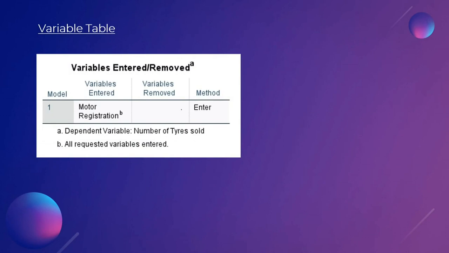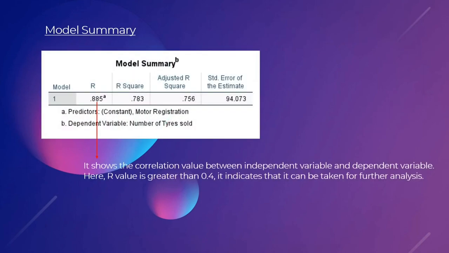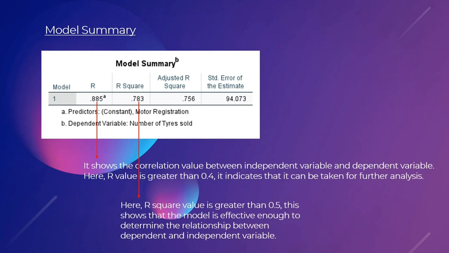The first interpretation will be from the variable table. Here we can see the dependent variable is the number of tires sold. The next interpretation will be from the model summary table. Here the R value is greater than 0.4, so it can be taken for further analysis. And the R square value is greater than 0.5. This shows that the model is effective enough to determine the relationship between the dependent and the independent variable.